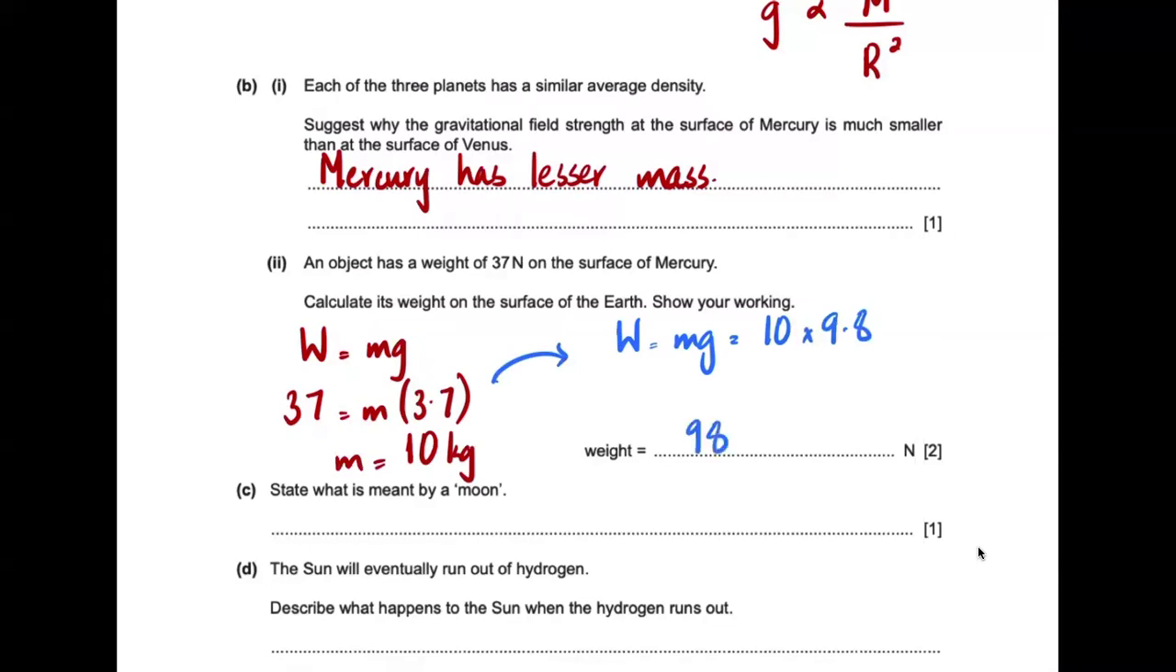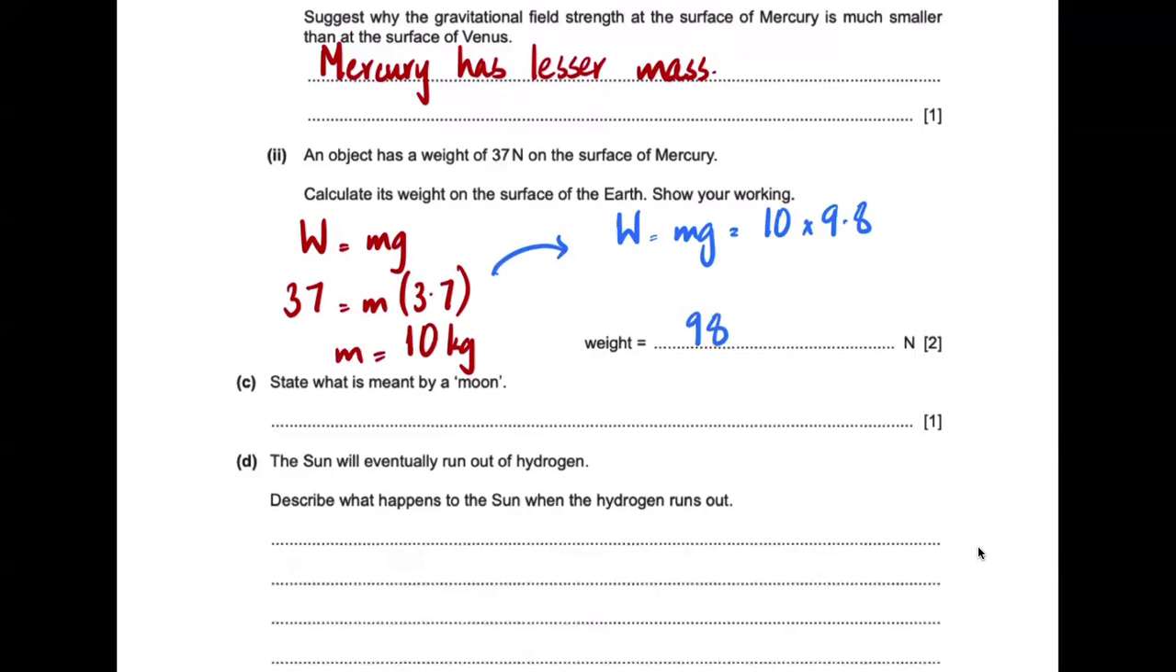Part C, state what is meant by a moon. So we know that this is a natural satellite. But what's important to say is that it orbits a planet. All right. So this is what you say for the moon. Next part.